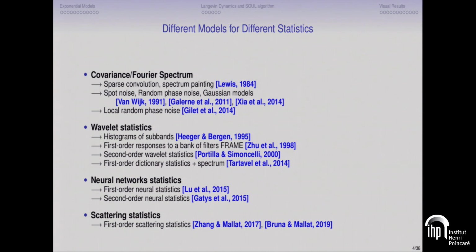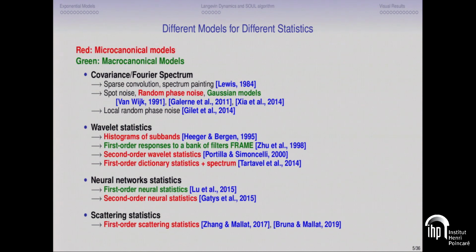And even more recently, Bruna and Mallat have proposed to use statistics obtained in a scattering transform, which is a transform having kind of the same architecture as a neural network, but with convolutional kernels, which are much better understood.